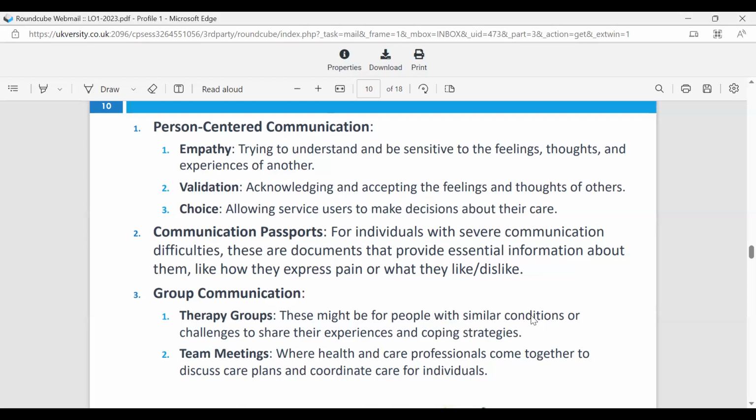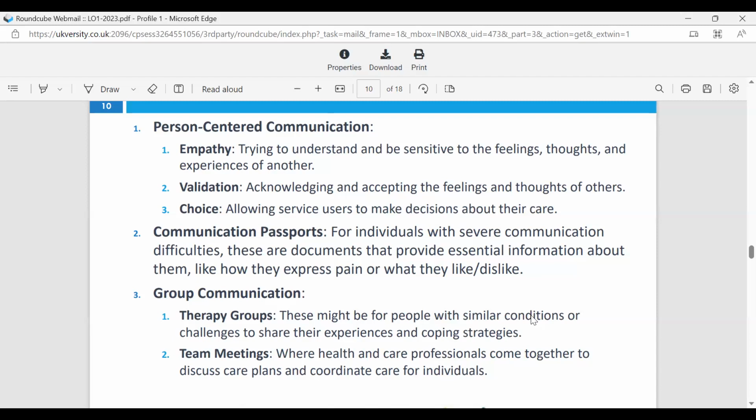Person-centered communication, so empathy, trying to understand and be sensitive to the feelings, thoughts, and experiences of others. Why do you need empathy? Why do you think it's so important within the health and care profession? Why do you think it's important to try and understand and be sensitive to an individual's feelings? I think it makes them feel important. They will be able to communicate very well since you allow them to participate.